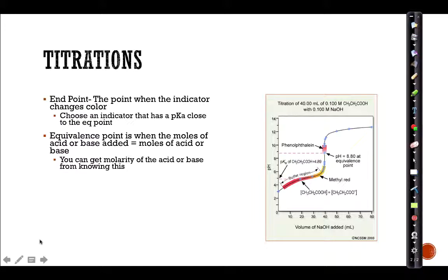Now, if you know what the equivalence point is, you can get the molarity of that acid or base. So whatever it is that you're titrating, you can figure out what the molarity is based on how much of the other thing you added.